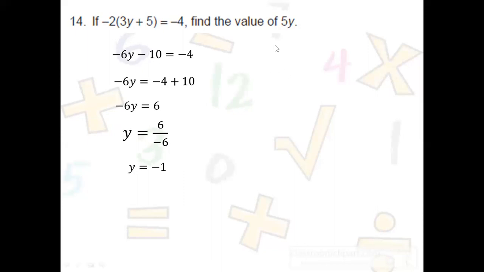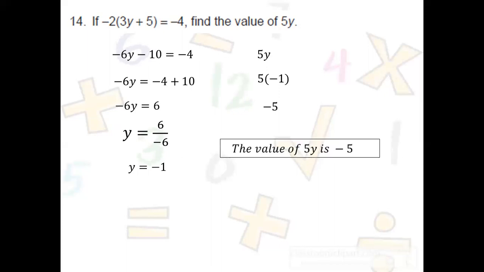So now we can find the value of 5y. 5y means 5 multiplied by y. So y is negative 1. 5 multiplied by negative 1 is going to be equal to negative 5. The value of 5y is negative 5.